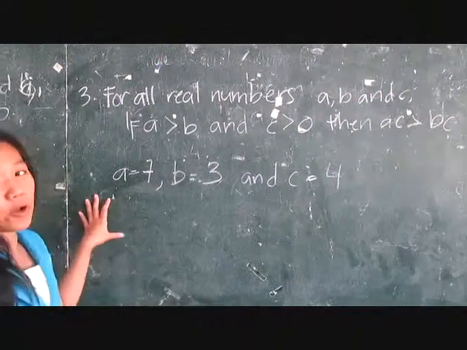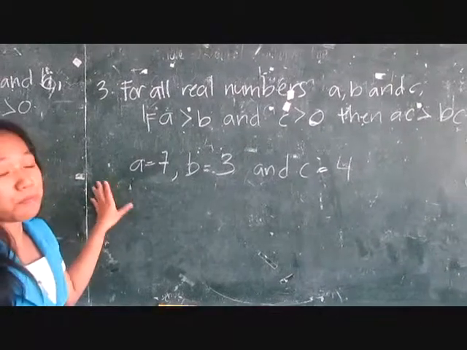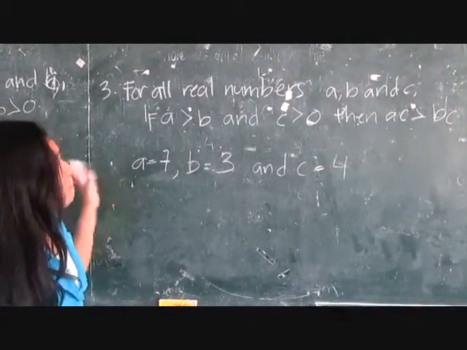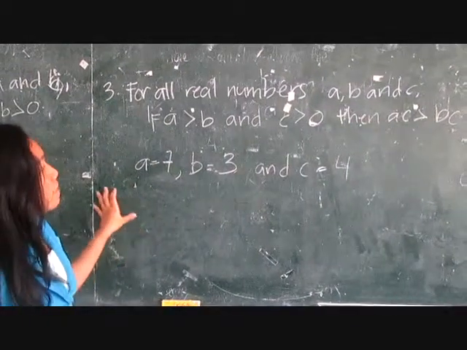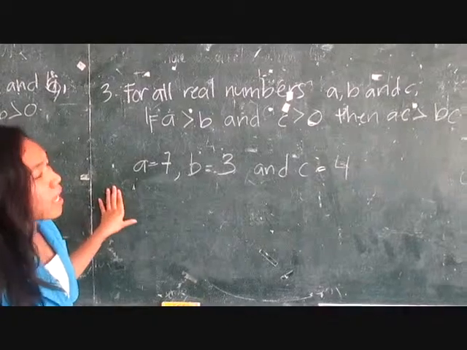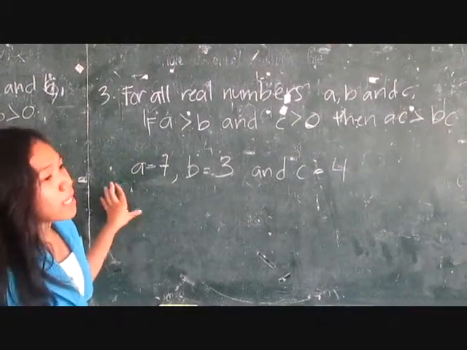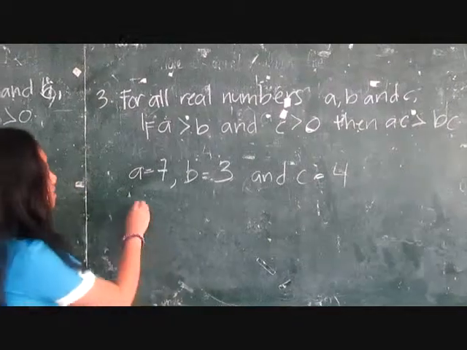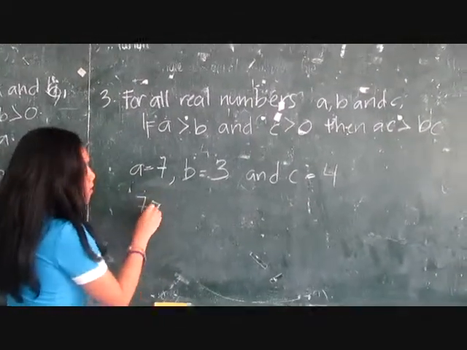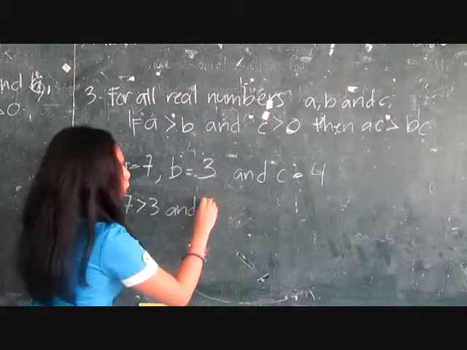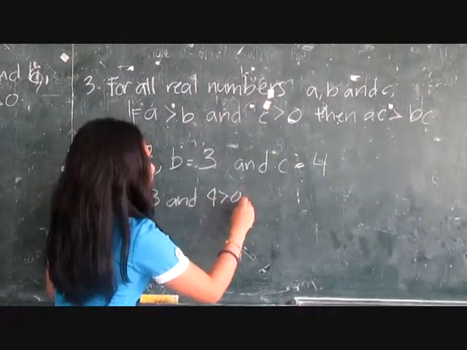Okay, so for example, A is equal to 7, B is equal to 3, and C is equal to 4. In applying the third property, if A is greater than B and C is greater than 0, then AC is greater than BC. So we get 7 is greater than 3 and 4 is greater than 0.